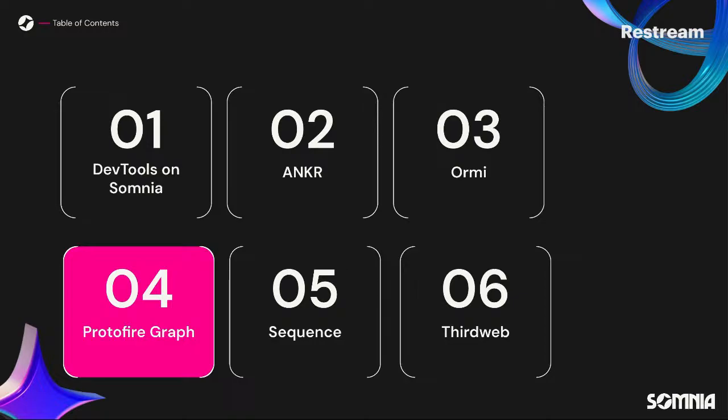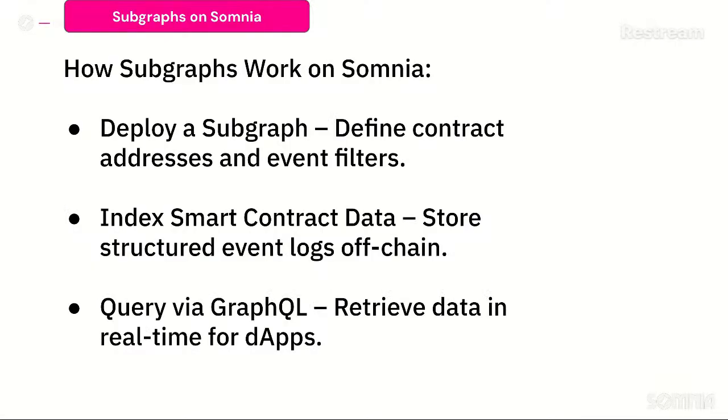And just to quickly run through the second graph service, which is Protofire, it's still the same process, right? You first of all have to deploy a smart contract, have events on that smart contract, and deploy a subgraph that would index the data from that smart contract and store it. You then have an API that you can use to retrieve that data and build out real-time applications.